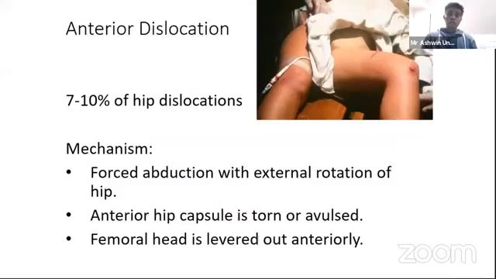This is what you will see when you see a patient in A&E or casualty. Most of the time, the leg is in forced abduction and external rotation of the hip. The anterior capsule is torn or avulsed.